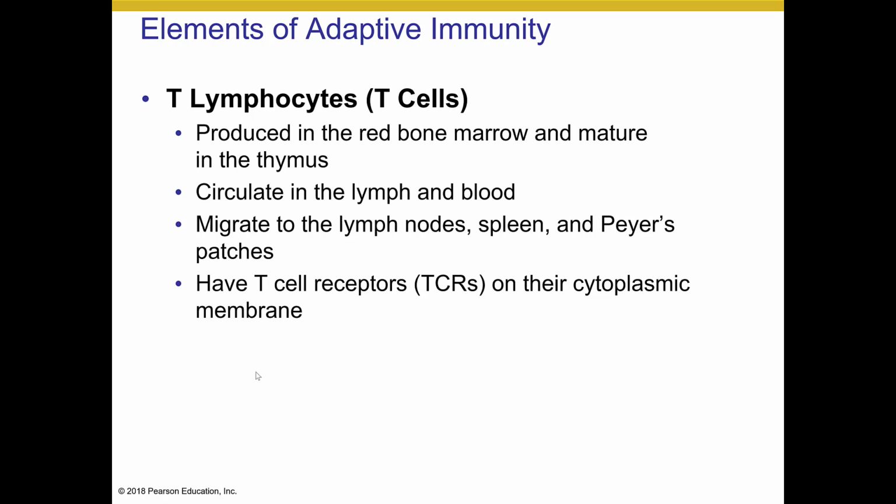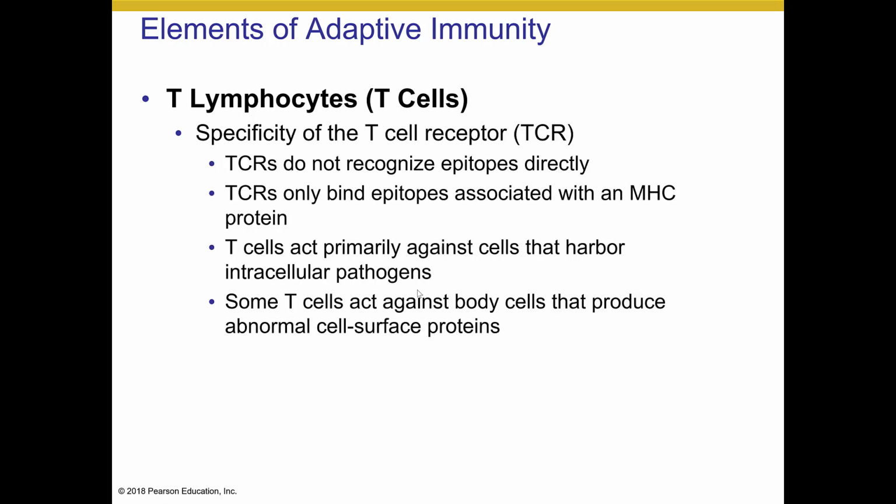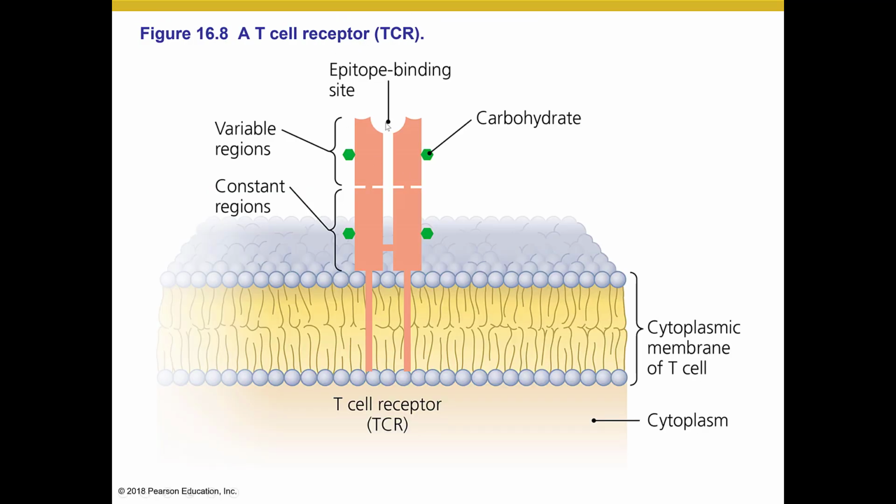So T cells, or T lymphocytes, are produced in the red bone marrow and mature in the thymus. They circulate in your lymph and in your blood, and they'll set up camp in your lymph nodes. Like I mentioned earlier with my chickenpox example, all of our T cells have specific receptors on their membranes that are designed to recognize and bind to very specific invaders: specific bacteria, specific viruses, fungi, whatever. This is what that T cell receptor would look like on the surface of the T cell, where it would bind to the foreign invader.